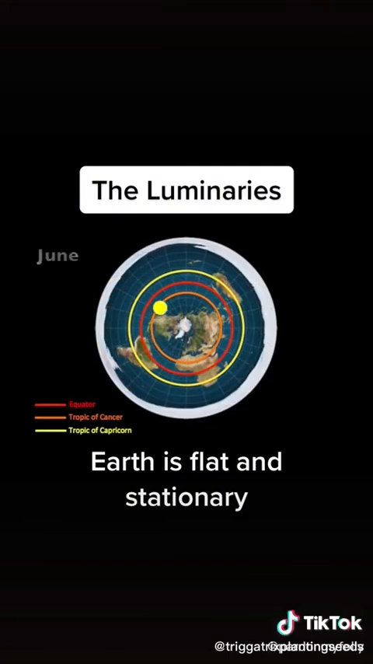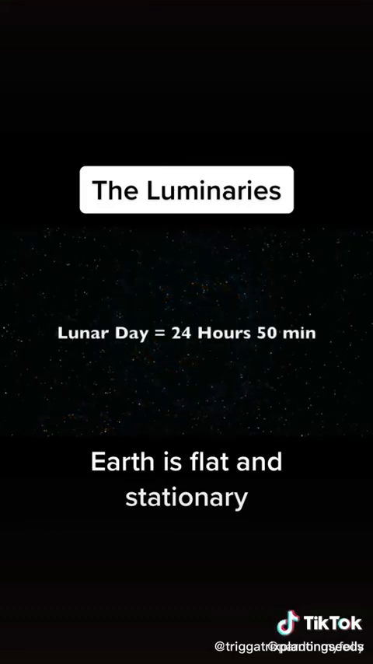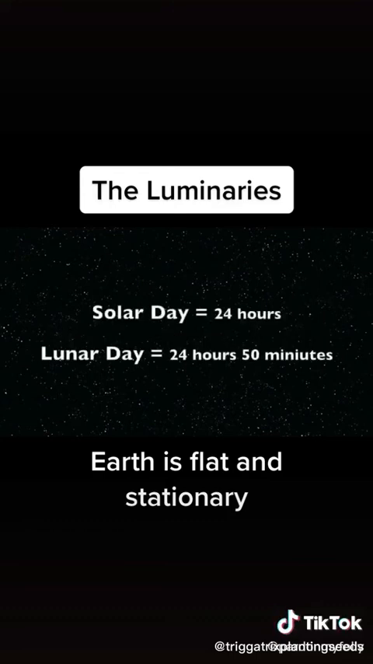In June, the sun is circling over the Tropic of Cancer, so it's got a much tighter circle. In December, the sun is circling over the Tropic of Capricorn, so it's got a much bigger circle. And at the equinoxes, the sun is circling over the equator. Now the moon also circles above the flat earth, but the moon is slightly slower than the sun. The moon takes 24 hours and 50 minutes to circle the flat earth. That's what's called a lunar day. It's slightly slower than the sun.